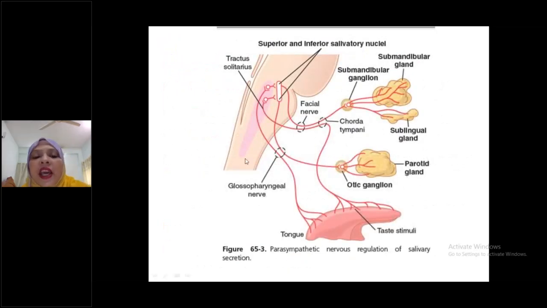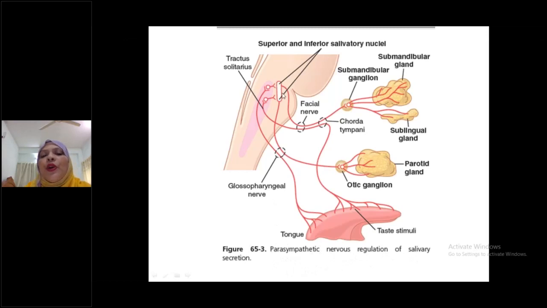You have to draw this figure, regulation of salivary secretion, from your textbook, figure 65-3 from Guyton. Examiner like this figure so much, so you have to draw this figure from Guyton. Okay, see here, superior salivatory nucleus and inferior salivatory nucleus. Here two nuclei show here, that is parasympathetic nucleus. Mainly I have said that parasympathetic nervous regulation is the major regulation of salivary secretion.